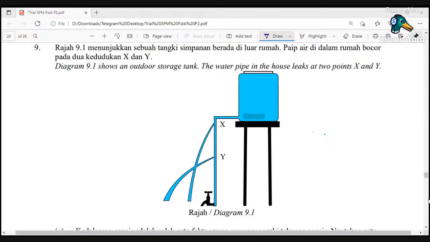Diagram 9.1 shows an outdoor storage tank. The water pipe in the house leaks at 2 points, X and Y. You can see there's a pipe here. There's a leaking point, X and Y. And this is the water tank. This is the pipe.